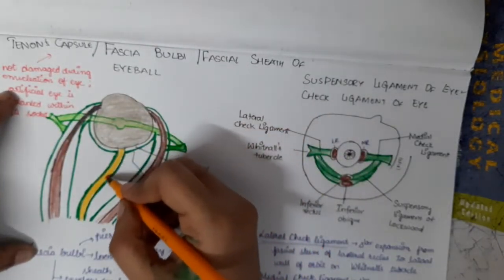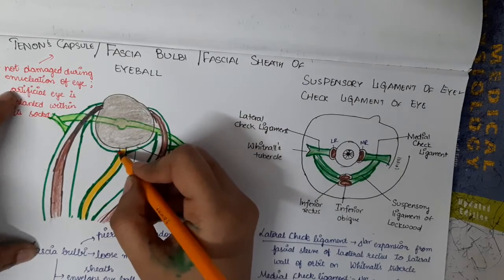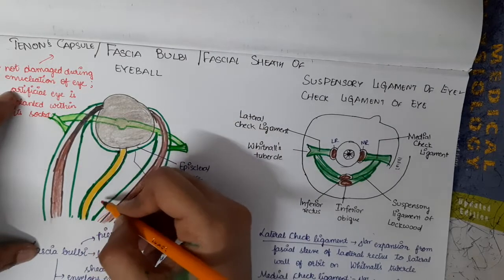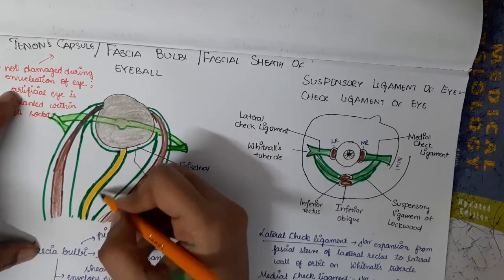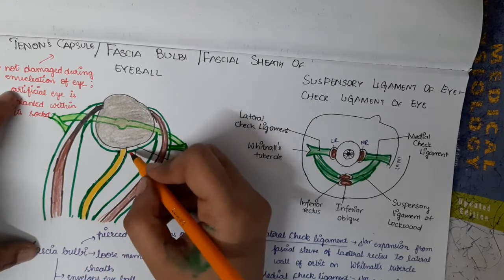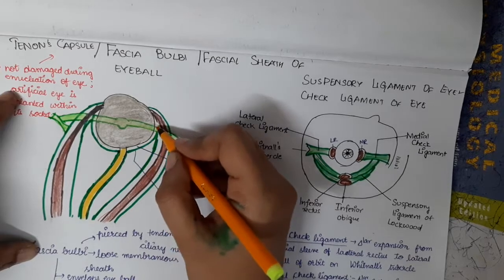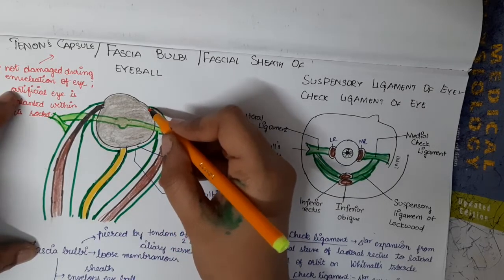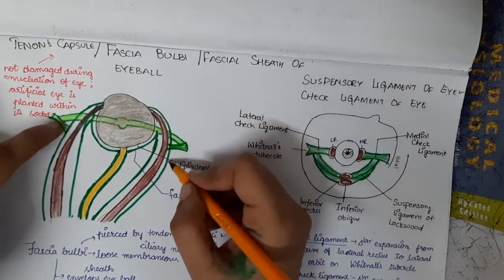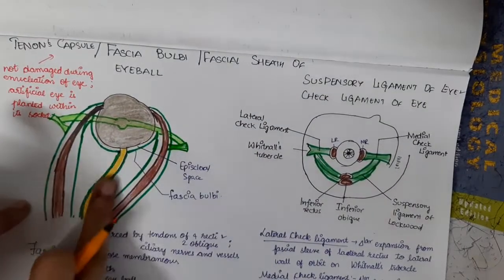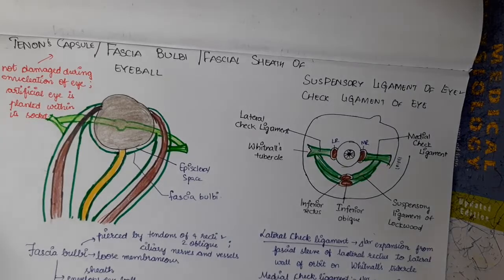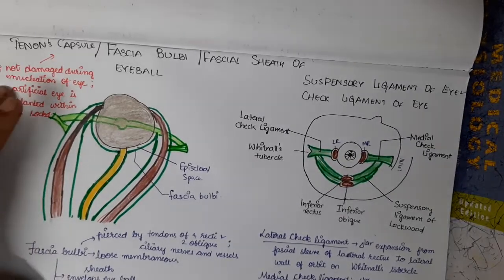Then it extends from the optic nerve, this is the optic nerve, to the corneoscleral junction. So first this is the optic nerve. From the optic nerve it extends over the eyeball and then till the corneoscleral junction here, and then it is going like this. So it is mainly pierced by these muscles and the optic nerve and vessels and also the ciliary nerve and vessels. So this is Tenon's capsule.